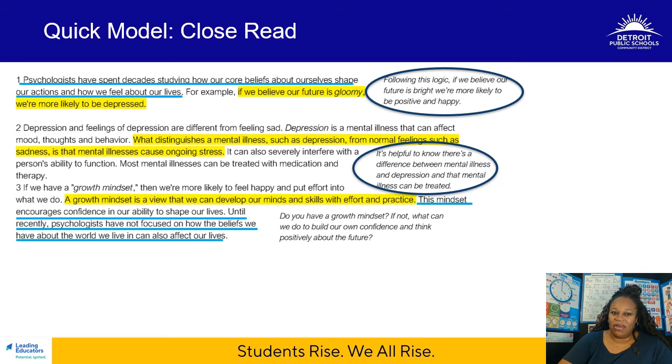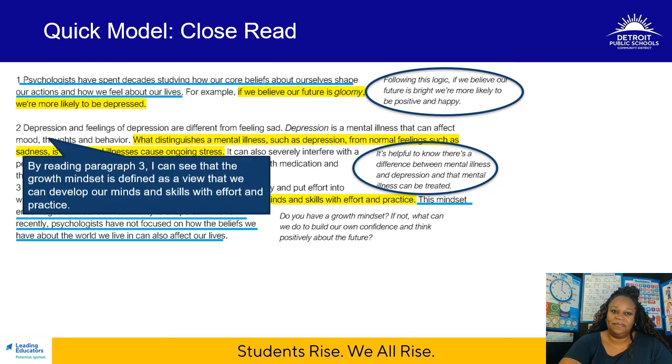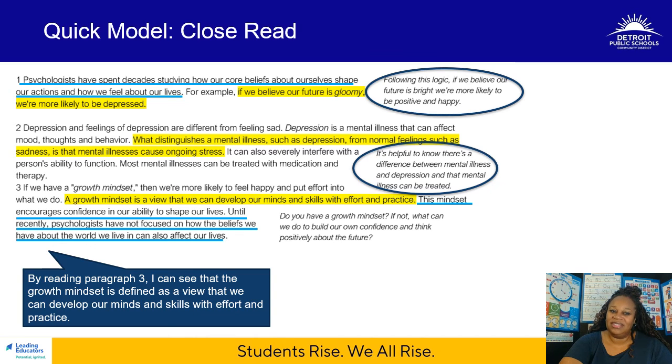Then, in the second paragraph, I was careful to annotate that there is a difference between mental illness and depression, that mental illness can be treated. It's much more serious than depression, but it can be treated with medication and therapy. I thought that was important. And then, of course, I underlined and highlighted everything about the growth mindset because I also felt that was important to my understanding in closely reading the text. By reading paragraph 3, we could see that the growth mindset was defined, and now we know that the growth mindset is feeling like we have control over our future and having a positive outlook or an ability to shape our lives.